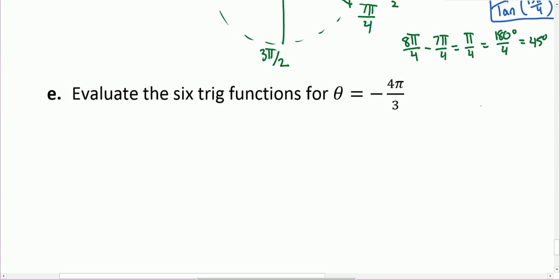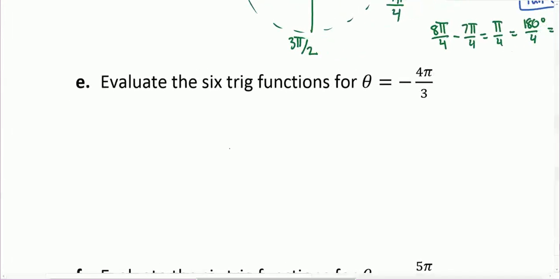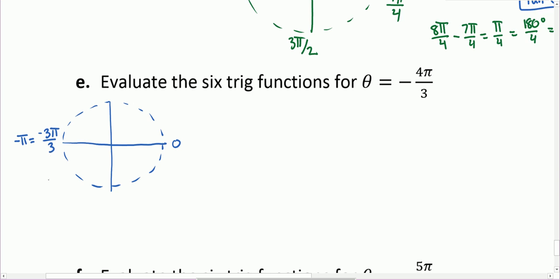Alright, same thing for negative 4 pi over 3. Negative 4 pi over 3, well, let's see, we have 0 going in the negative direction. This is negative pi. But if we make the denominator 3, this would be negative 3 pi over 3. And then back around to negative 2 pi, which is negative 6 pi over 3. 4 is closer to 3 than to 6, so we are moving around. We're past 3, so we're in quadrant 2 at negative 4 pi over 3.